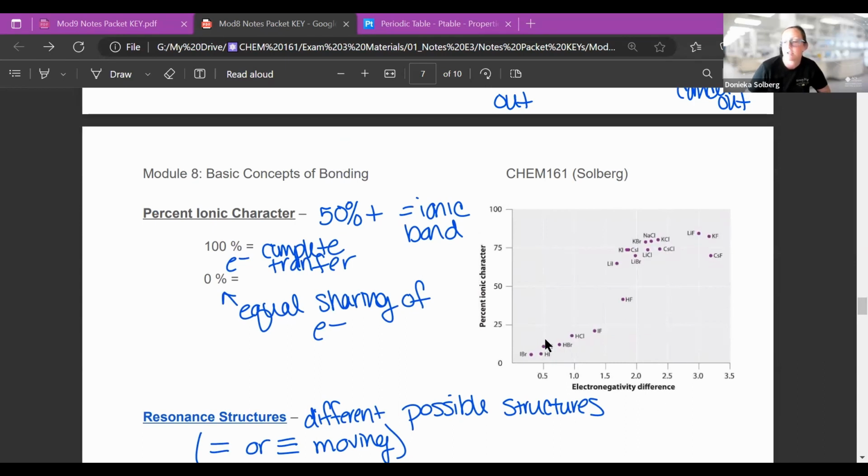HCl, okay. That would be a polar bond. So it's polar, but it's close to 25% ionic. And anything above 50, we consider ionic bonds. So these are all ionic bonds, these are all covalent bonds, and anything over here is a polar covalent bond. So that's another way of saying that they have a spectrum, and the higher the difference in electronegativity, the more ionic character they have.